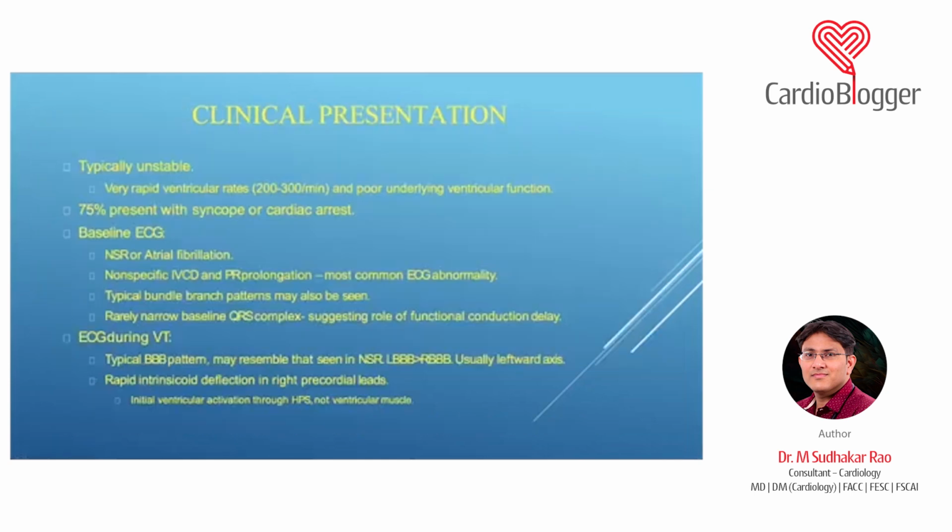The most important thing is, they are usually unstable, with a very high ventricular rate, 200 to 300, and you may have to give a cardioversion to stabilize them. Most of them present with syncope or cardiac arrest. If you have a baseline ECG, most of them will have a sinus rhythm or some form of non-specific intraventricular conduction delay or a PR prolongation. A typical bundle branch pattern, like LBBB morphology, may also be seen. And on the ECG during ventricular tachycardia, as I already told you, LBBB morphology with left axis deviation is the rule, because most of the VTs which have LBBB morphology will have a right axis deviation. So this is how you can differentiate it from typical VTs.